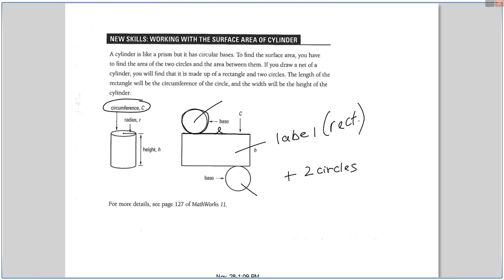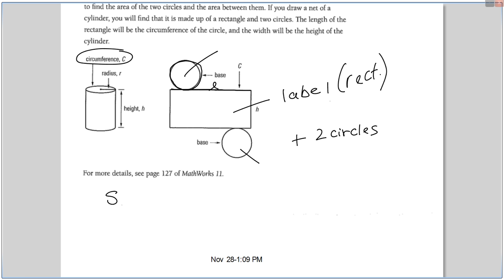Okay, so let me jot down the formula for you on this page. So surface area of a cylinder, and this is on your yellow sheet. So let's start with the 2 circles. 2 circles would look like this. There's 2 circles. 2 pi r squared.